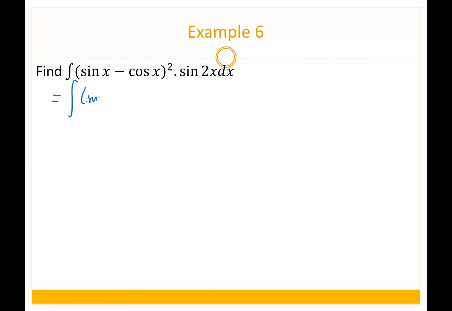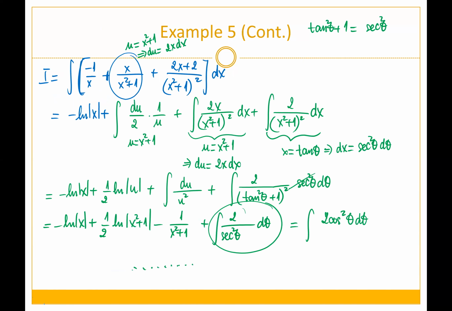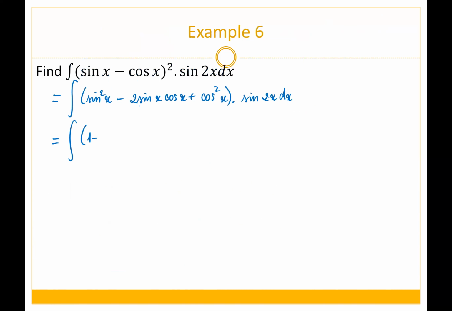so you have sine square x minus 2 sine x cosine x plus cosine square x multiplied by sine 2x dx. Clearly, sine square and cosine square give you 1. Makes your life so much easier. 1. And then 2 sine x cosine x is another sine 2x, right? We just did that earlier.